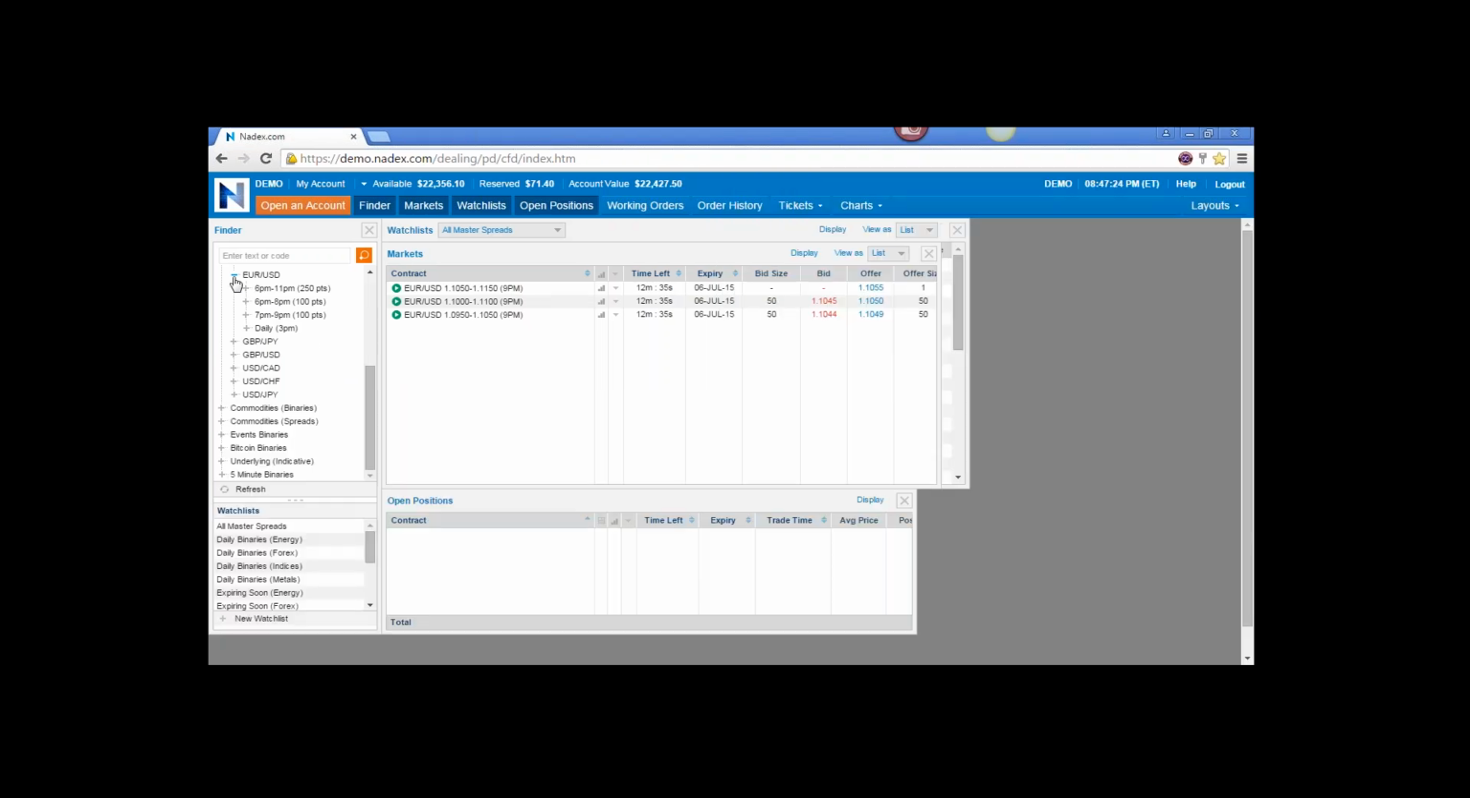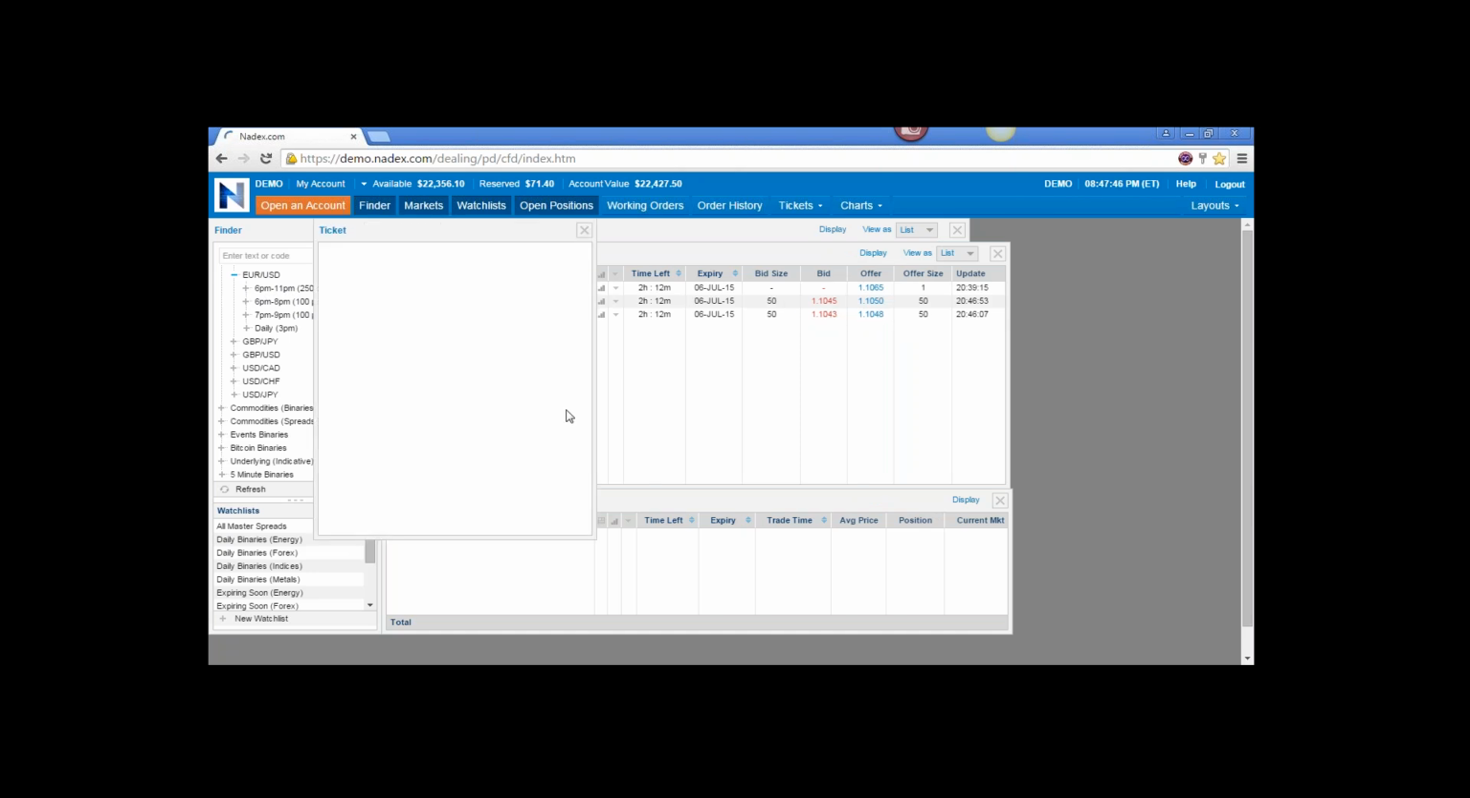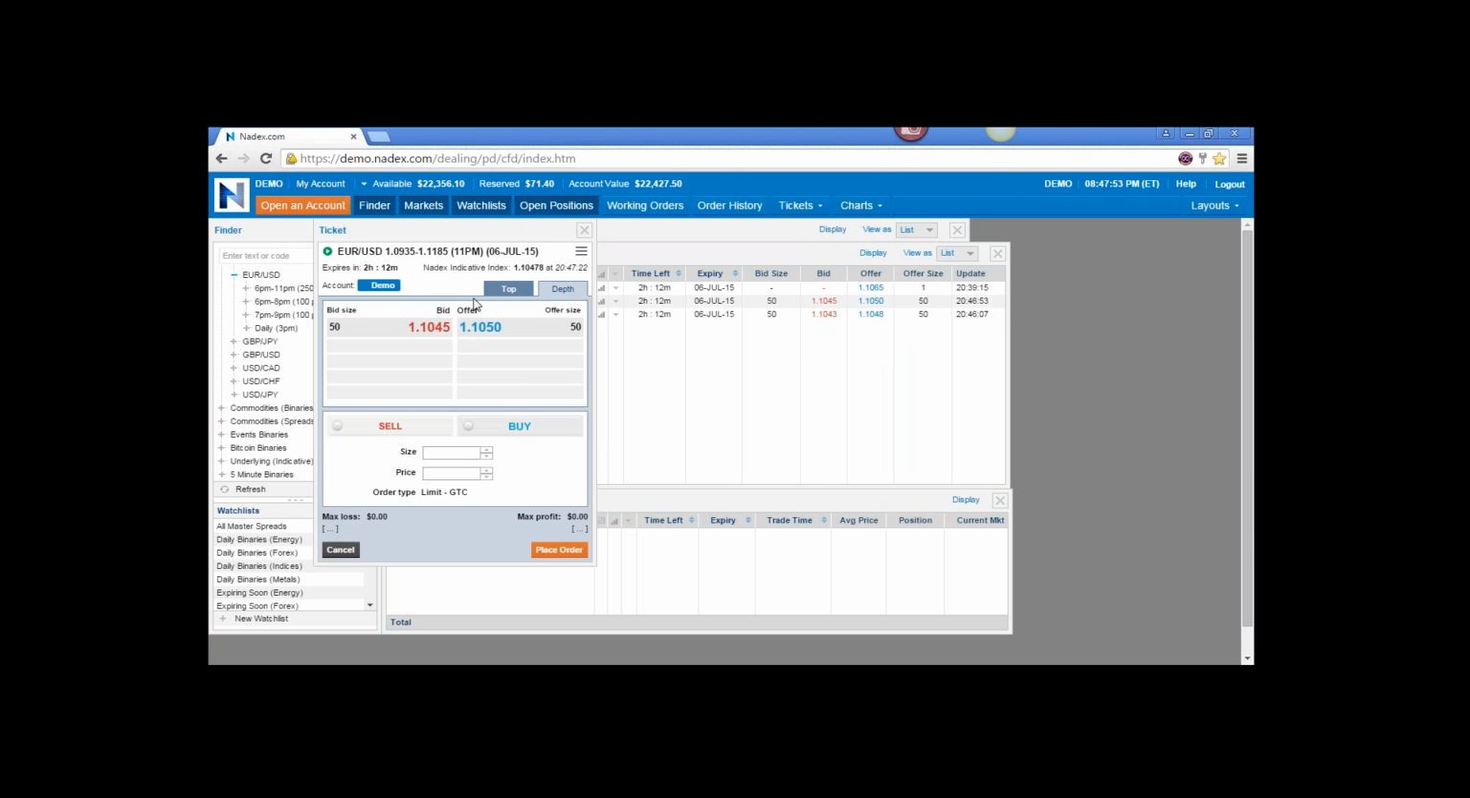All right, let's look at the euro dollar. Let me open this up here. These spreads right here, for example, 6 p.m. to 11 p.m. Let's say that I want to buy a spread. I think the market's going to go up. So right now, the market is at 1047. This spread, the floor is 935, ceiling's 1185.